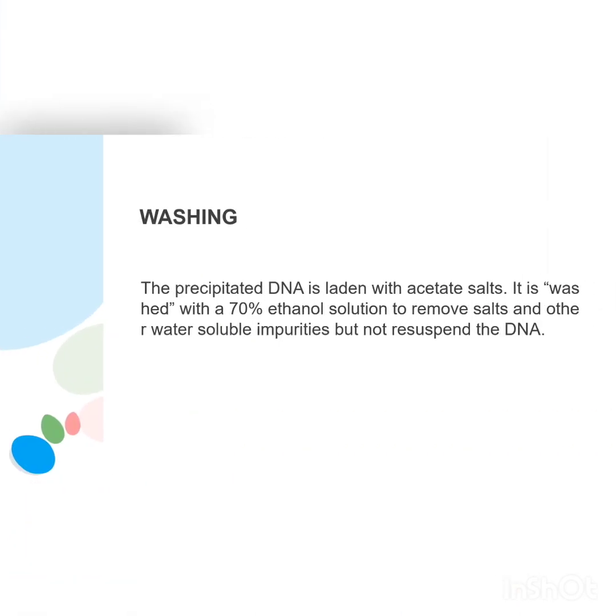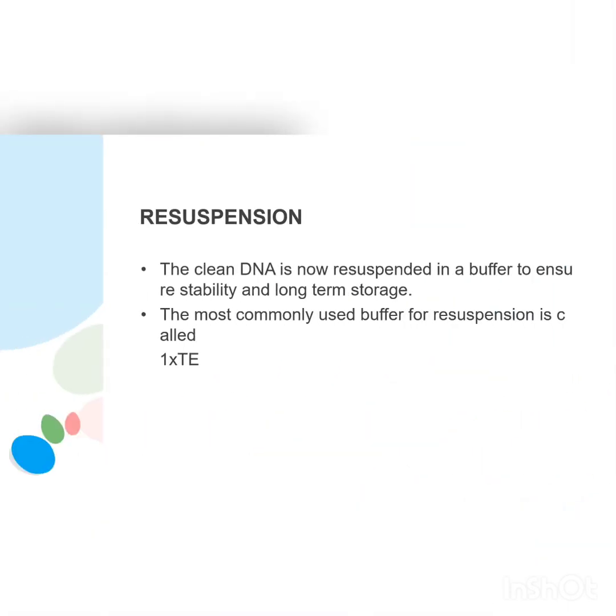Now let's go with the third important step, that is washing. The precipitated DNA is laden with acetate salts. It is washed with a 70% ethanol solution to remove the salts and the other water-soluble impurities, but remember, do not resuspend the DNA at this stage. Now, let's see the last and the fourth important step, that is resuspension.